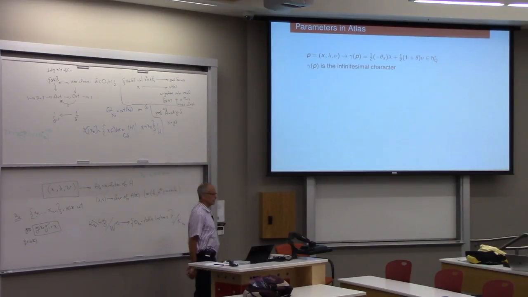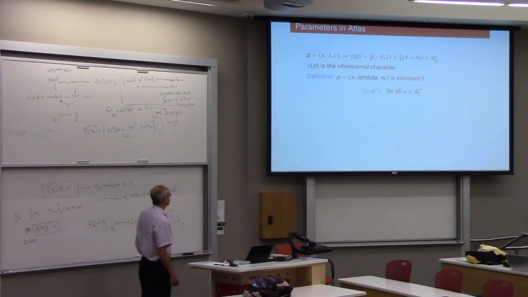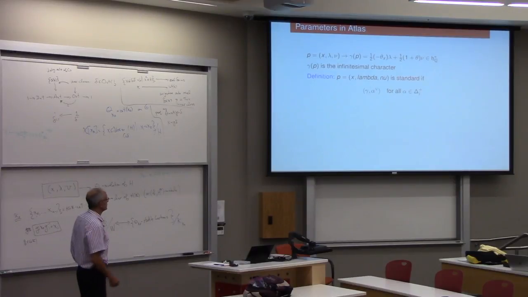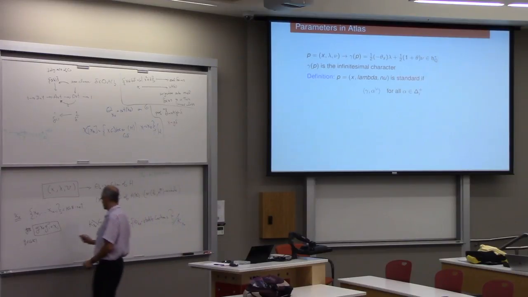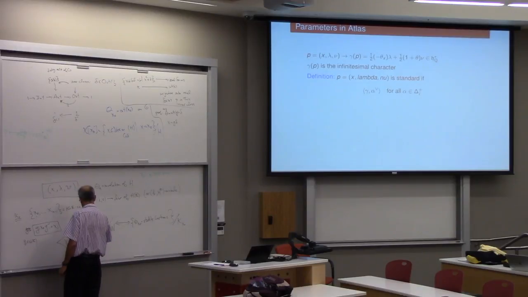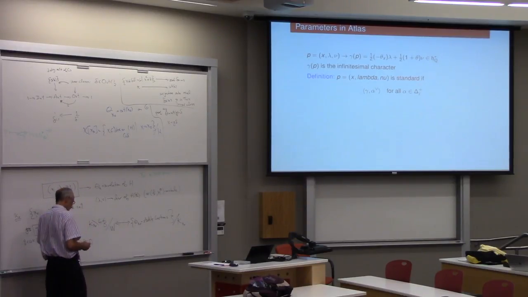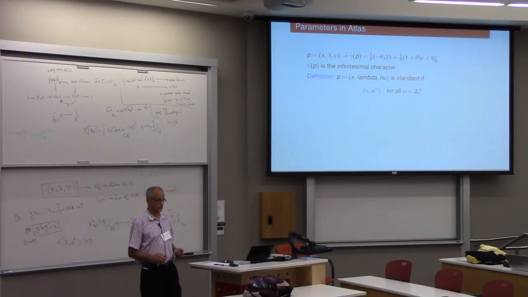All right. It's really helpful to keep in mind that this is the infinitesimal character you're getting by the Harish-Chandra homomorphism. So that's a basic invariant. We say that a parameter is standard if this infinitesimal character satisfies, for all roots, greater than zero. Is the infinitesimal character the orbit of gamma? Yes. So strictly speaking, what I should have said is that the W orbit of gamma is what specifies the infinitesimal character.